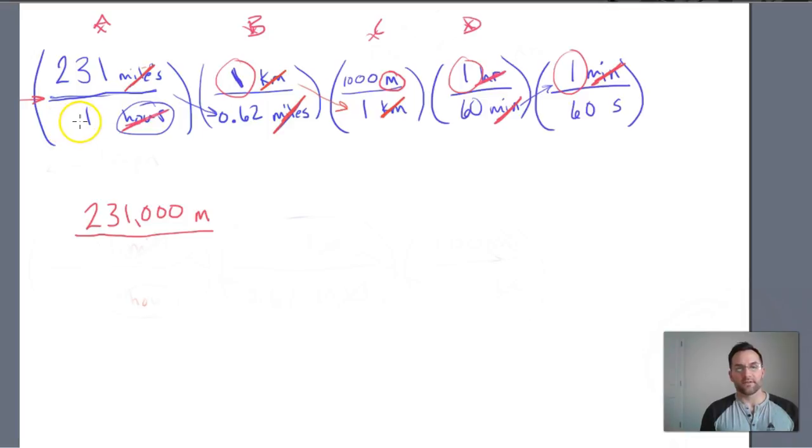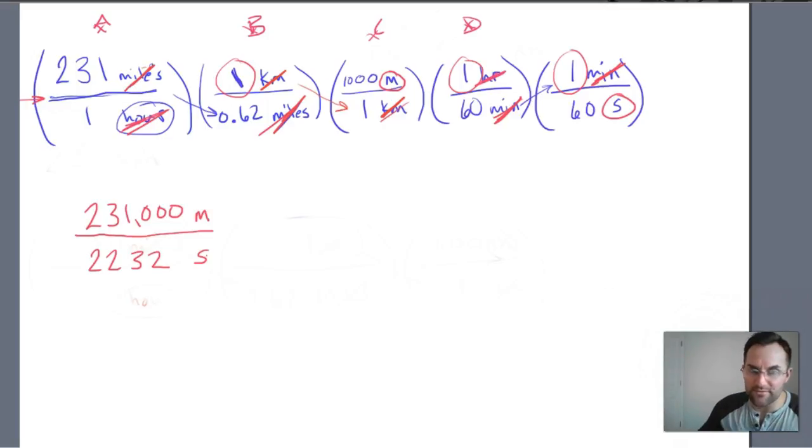Now let's carry out the denominator multiplication. So we have 1 times 0.62, which is 0.62 times 1, which is still 0.62, times 60 times 60. And I already carried that out on my calculator, and that was 2232. I didn't do that in my head. I wish. That would have been awesome. So 2,232. Let's look. Hours are canceled. That's canceled. That's canceled. That's canceled. Seconds. That's what's left. Okay, so here we are. We're at 231,000 meters per 2,232 seconds.